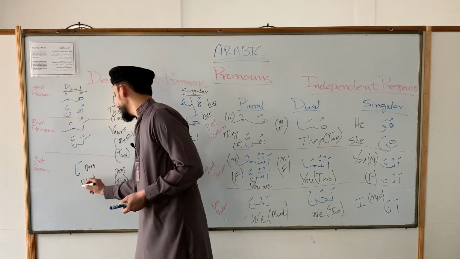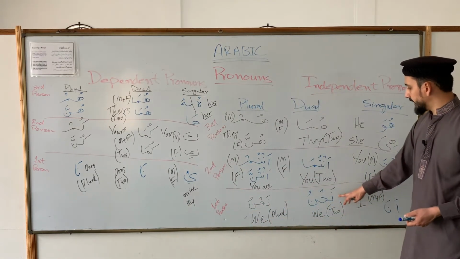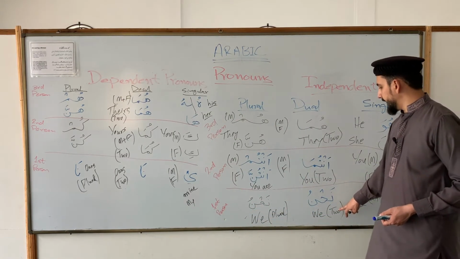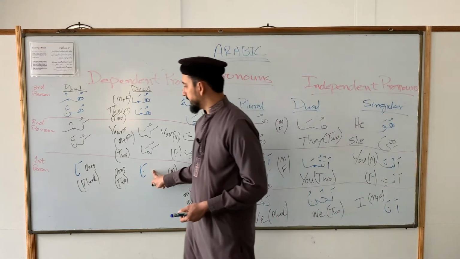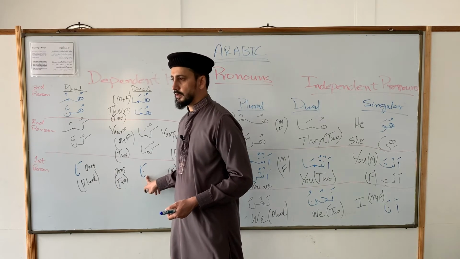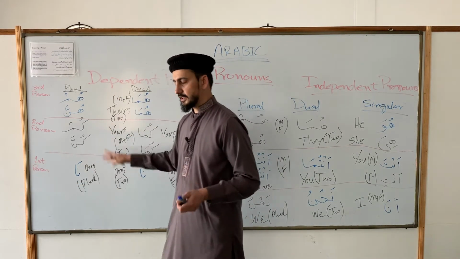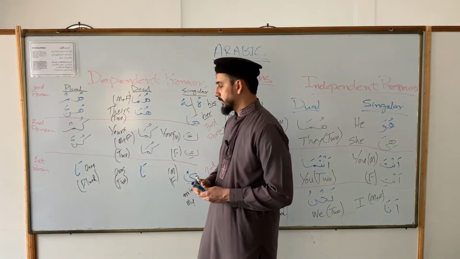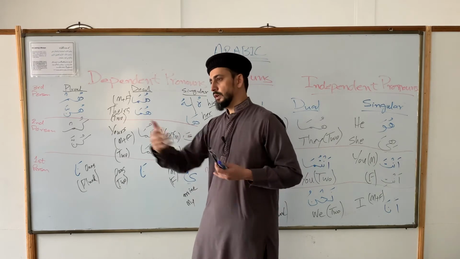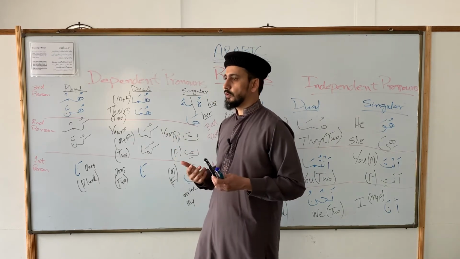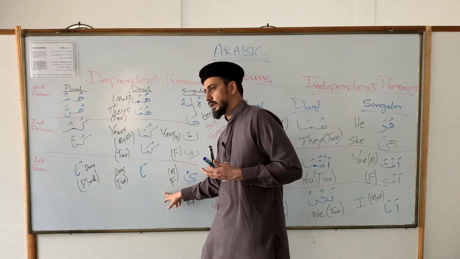Ours, same thing. Just like in independent pronouns, where we have "nahnu" used for male and female, dual and plural, in the same way "na" is used for both first person dual and plural. In both sections we use "na". So if I say that this masjid belongs to you and me, we are two, so I would say "masjiduna", our masjid. We would put "na" at the end.